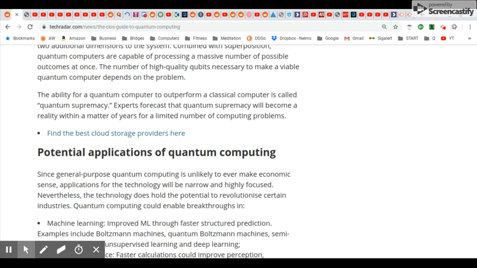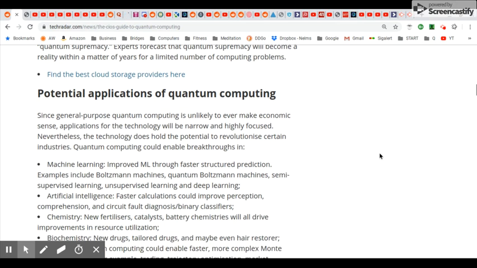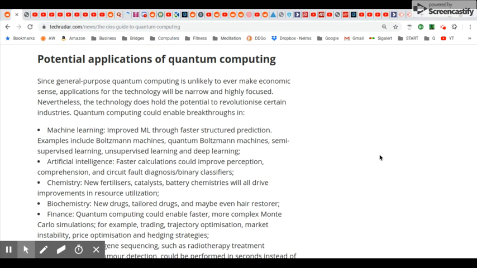The ability for a quantum computer to outperform a classical computer is called quantum supremacy. Experts forecast that quantum supremacy will become a reality within a matter of years for a limited number of computing problems. Potential applications of quantum computing. Since general-purpose quantum computing is unlikely to ever make economic sense, applications for the technology will be narrow and highly focused. Nevertheless, the technology does hold the potential to revolutionize certain industries.